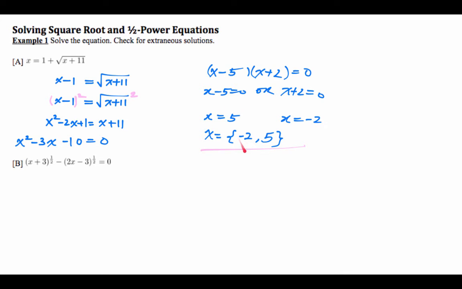Okay? But do me a favor, guys. Do check this. Plug the values into the original equation to see if it works. All right, guys. We'll do B in class, 1B.